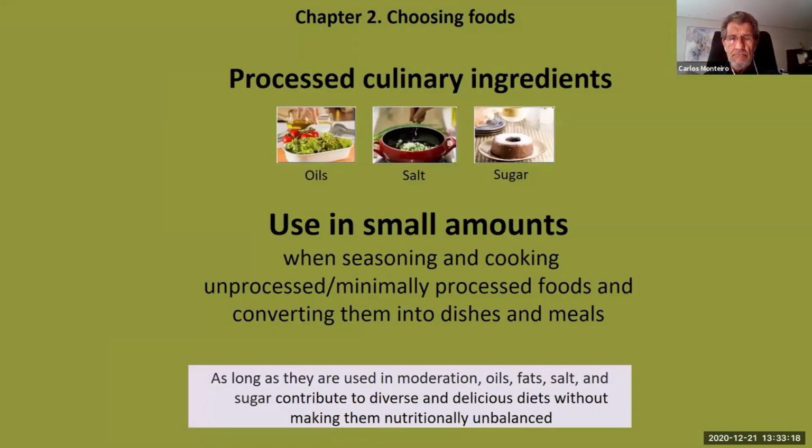The second recommendation is about processed culinary ingredients. They are not forbidden, of course not, they are necessary, but they should not be used in big amounts. So they should be used in small amounts. And why do they need to be used? Because most group 1 foods need to be cooked and seasoned before being consumed.